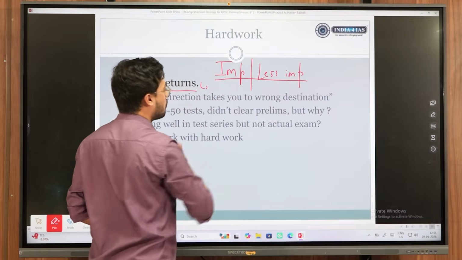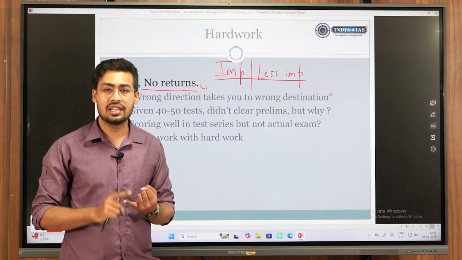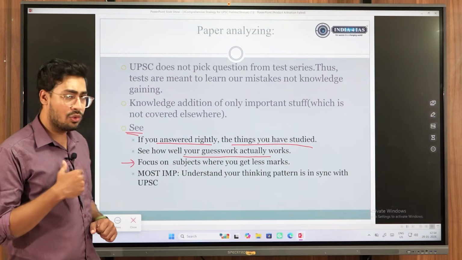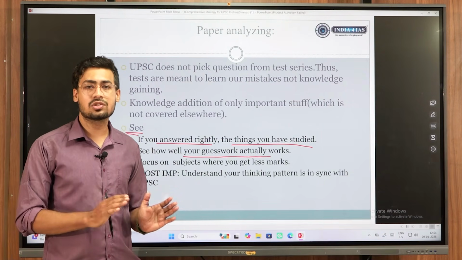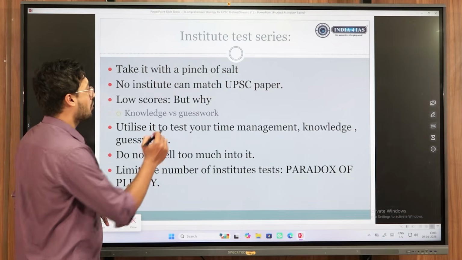Just taking the example of polity, like I said, central government, parliament, Supreme Court, High Court, subordinate court, Panchayati Raj institutions, these are the important topics. When we give our marks sectionally, we need to see that we are getting decent marks over each of these subjects. When we are attempting institute papers, take them with a pinch of salt.